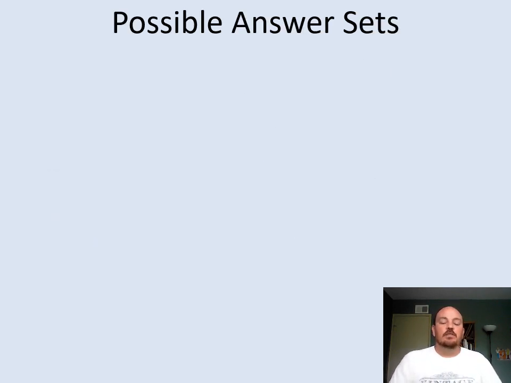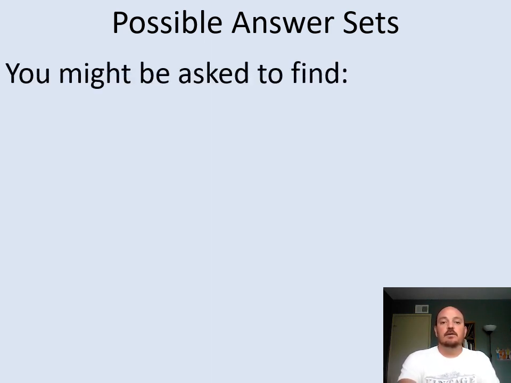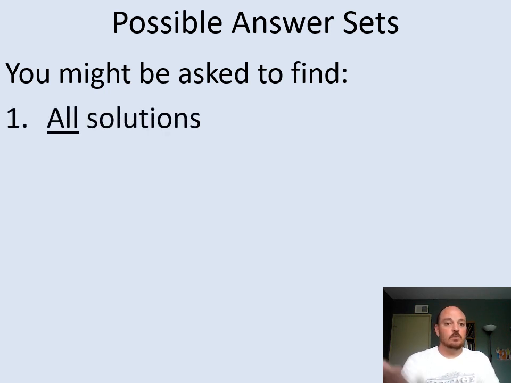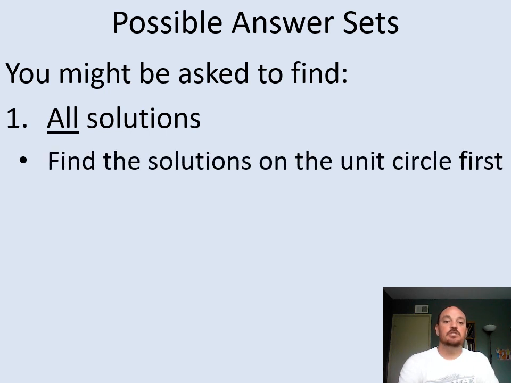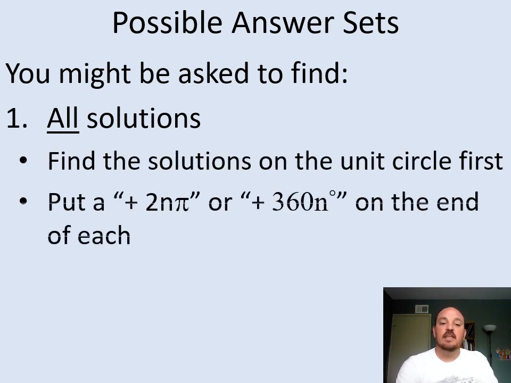All right, so the first thing you're going to do when you're solving a trig equation is look at the directions and figure out which answers you're supposed to give. So here are the possible answer sets. Number 1 is the one I just went over with you guys. If you're asked to find all solutions, that's when you, number 1, use the unit circle first, and then number 2, you're going to use that 2k pi.